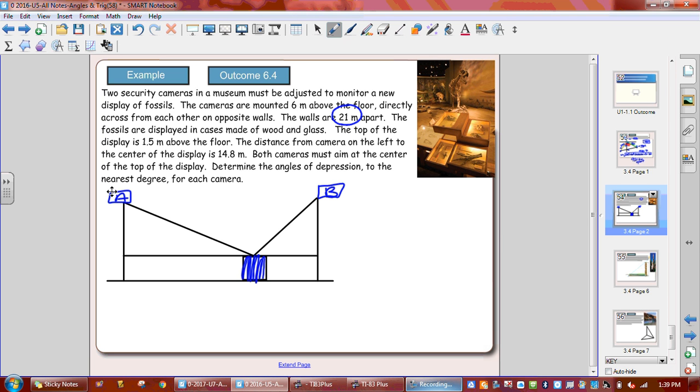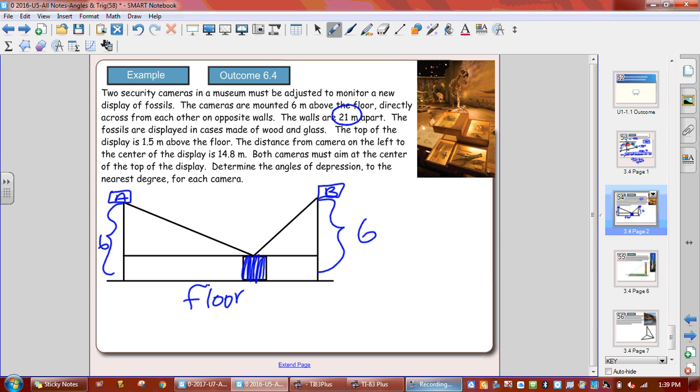Okay, so let's take a look at what it's actually asking us. And we're going to label everything. So it says the cameras are mounted 6 meters above the floor. Well, if this is our floor, we know that all of that is 6 meters. From the bottom to the top of our cameras, on both sides, is going to be 6 meters. Okay?